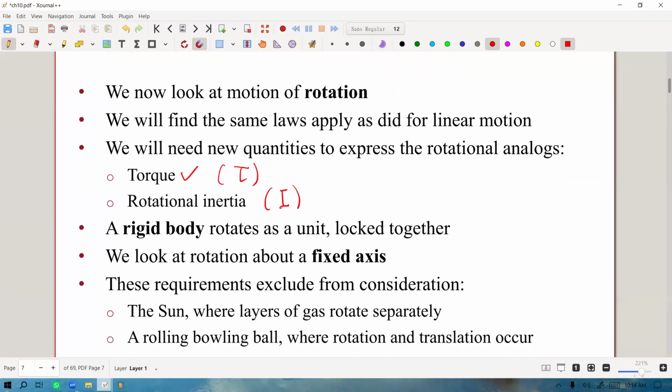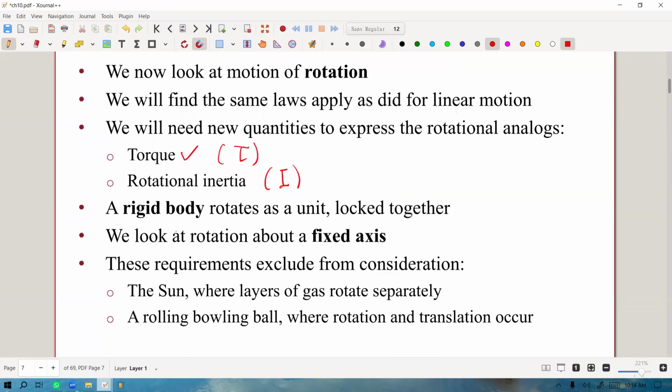A rigid body rotates as a unit, locked together. We look at rotation about a fixed axis, and these requirements exclude from consideration the sun, where layers of gas rotate separately, and a rolling bowling ball, where rotation and translation occur.